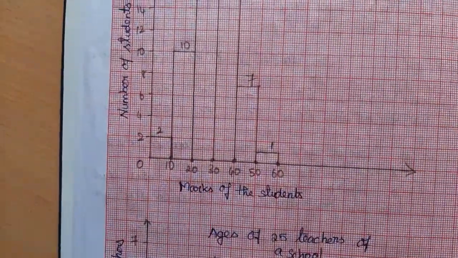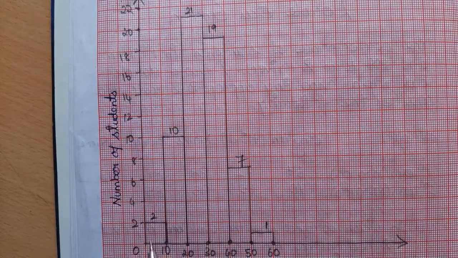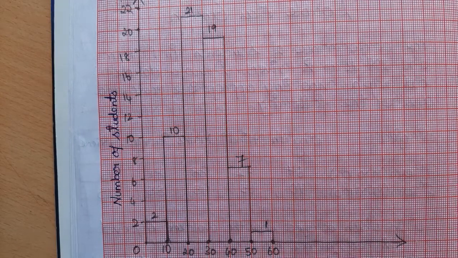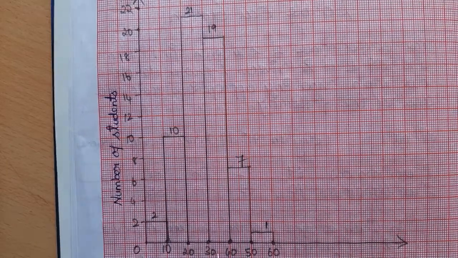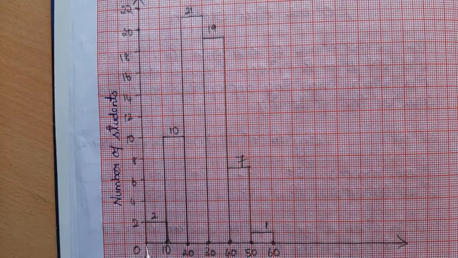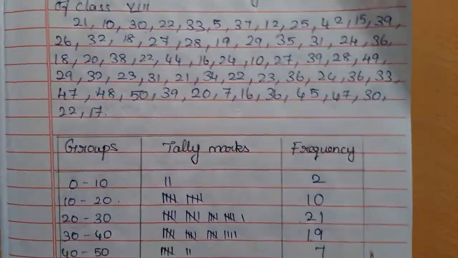So, in a histogram, you can notice that compared to the bar graph, we start from 0. In the horizontal line we have mentioned the marks of the students: 0, 10, 20, 30, 40, 50, 60, since it is a continuous interval. In 0 to 10, 2 students scored marks, so we know the frequency is 2.